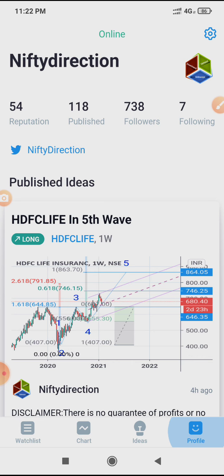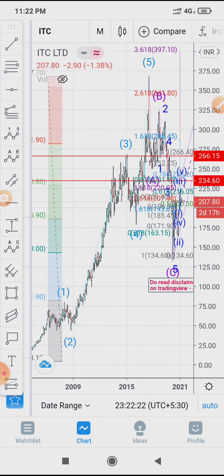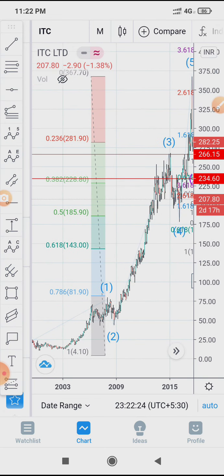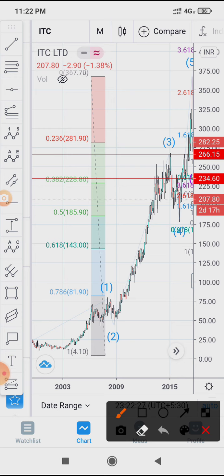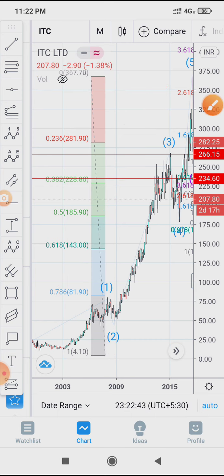When I check the monthly chart, I would see that the stock has moved from 4 rupees all-time low to 367 rupees. That's its all-time high. During this move, it was an uptrend. Anybody can tell that, right? Uptrend is like this. So now what next?